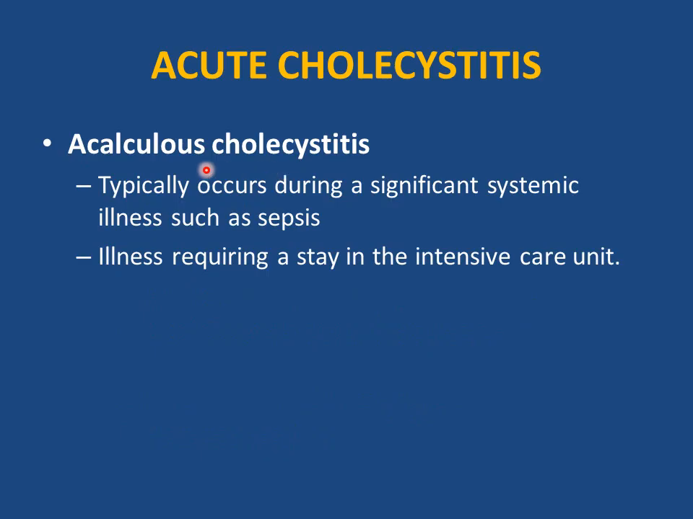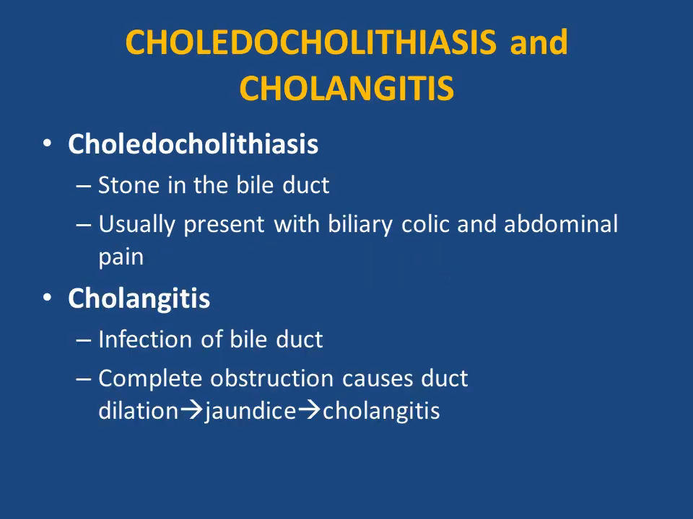Acalculous cholecystitis typically occurs during a significant systemic illness such as sepsis, or illness requiring a stay in the intensive care unit. Choledocholithiasis and cholangitis. Choledocholithiasis is a stone in the bile duct and usually presents with biliary colic and abdominal pain. Cholangitis is infection of the bile duct.